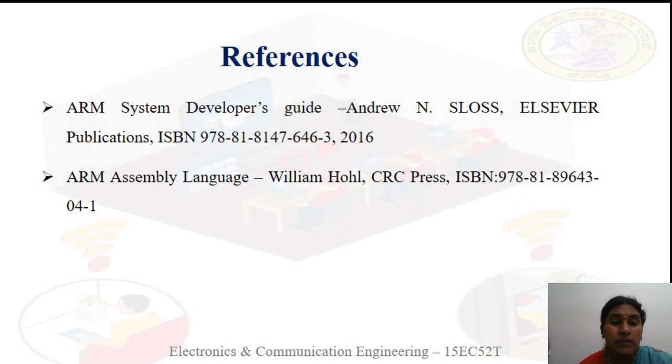In the ARM System Developer's Guide, for move instructions and arithmetic instructions, they clearly mention the syntax and also examples. The solved examples are given in this textbook. You go through the textbook and solve the examples so that you can clearly understand how these instructions perform. How ARM performs all these data processing instructions is clearly mentioned in this textbook.